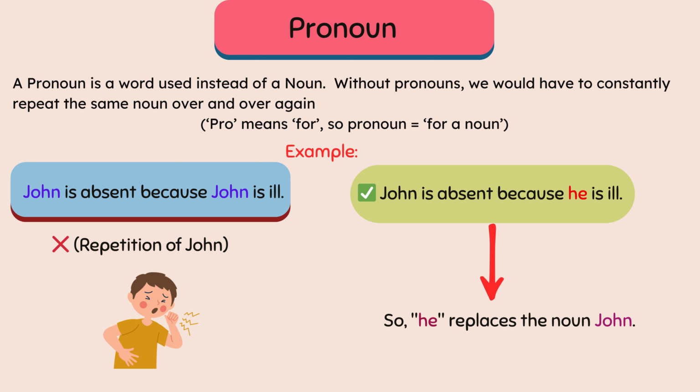John is absent because John is ill. You can hear the repetition, right? But if we say, John is absent because he is ill, that sounds much better. Here, the word he replaces the noun John, and that's what a pronoun does. Let's explore different types of pronouns with simple explanations and examples. Let's go.